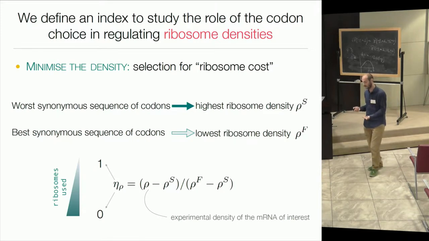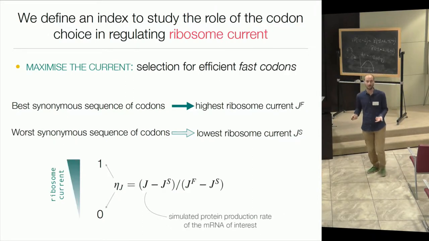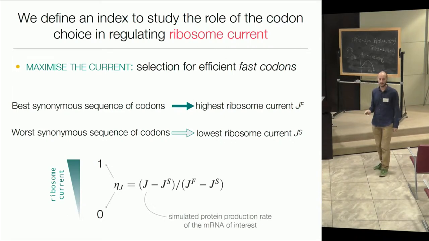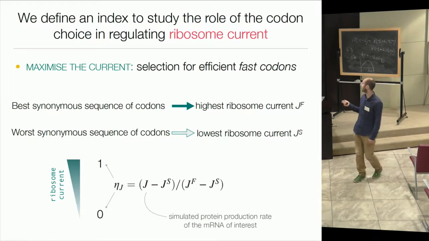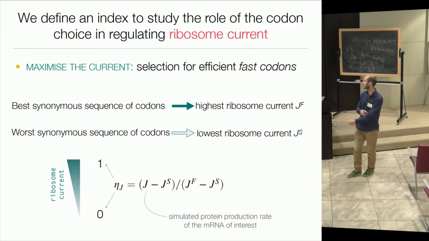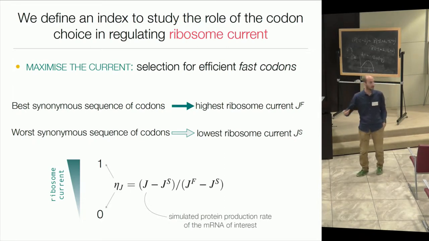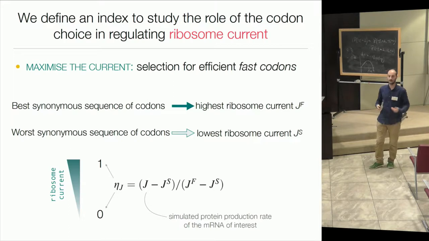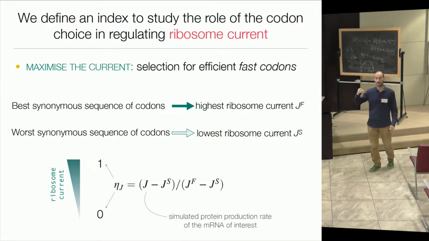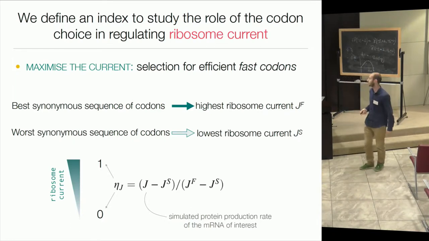It's going to be a trade-off between the density, so the amount of ribosomes that you're using, and the current, so the protein production rate. And so one could also wonder if the transcript has been made to maximize the current. In this case, you would select for efficient and fast codons. The best synonymous sequence would be the one that has the highest ribosome current, and the worst will be the one with the lowest ribosome current. Again, you can define an index that will be 1 if the ribosome current is optimized, so the protein production rate is the highest, or 0 if the protein production rate is low.